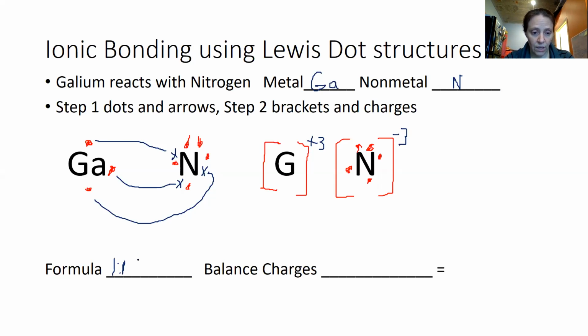All right, and my formula is going to be GaN. Okay, now I need to balance the charges. There's something I missed right now. I want you guys to think about the thing that I messed up on. Think about it in your mind, okay? Think about what did I miss when I was doing these bonding. If I miss that, I'm going to miss some points on my quizzes, all right? Look at my bonding and see what I missed.